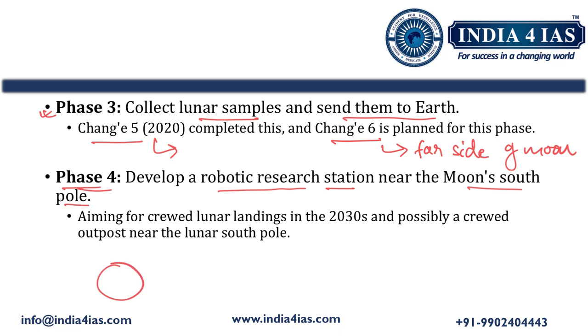If it is the moon, this is the north pole, and this is the south pole. So near the south pole, China is aiming to develop a robotic research station. It is also aiming for a crewed lunar mission, with lunar landings by the 2030s, and possibly a crewed outpost near the lunar south pole. Outpost means a military-like camp based at the lunar south pole.